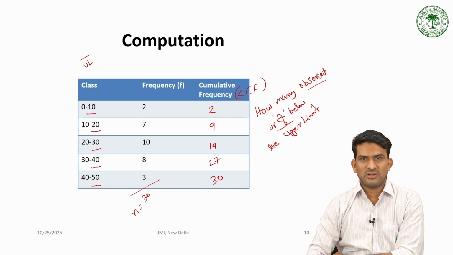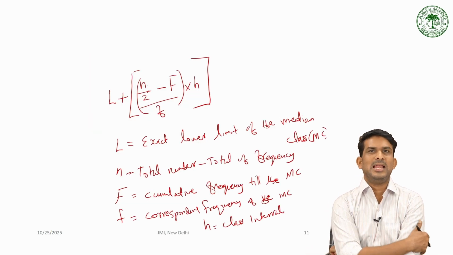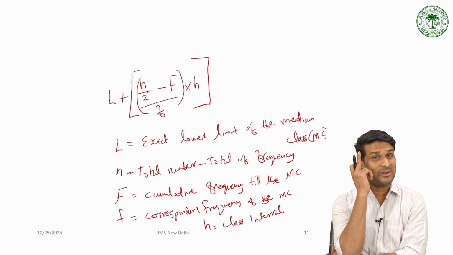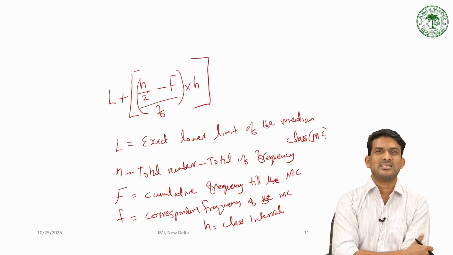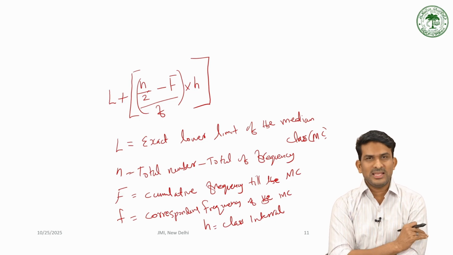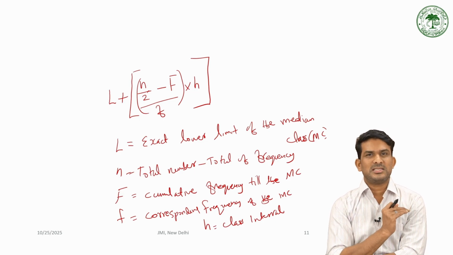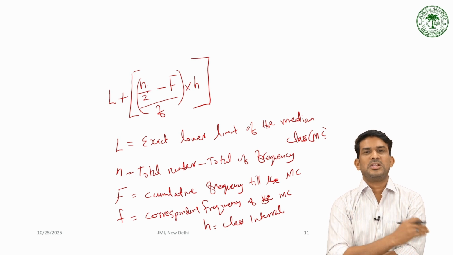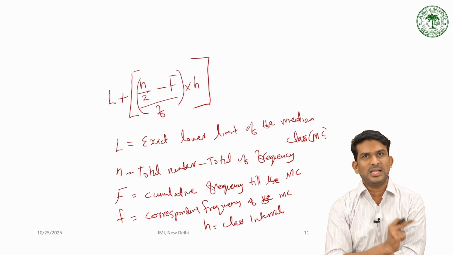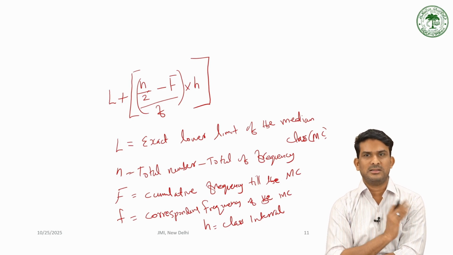What are the concerns of this? We have discussed L is the exact lower limit of the median class. So you have to identify the median class based on the cumulative frequency. Got it? Second is total number of frequency, that is n. F is cumulative frequency till the median class. So you should know the median class, you should make the cumulative frequency done.